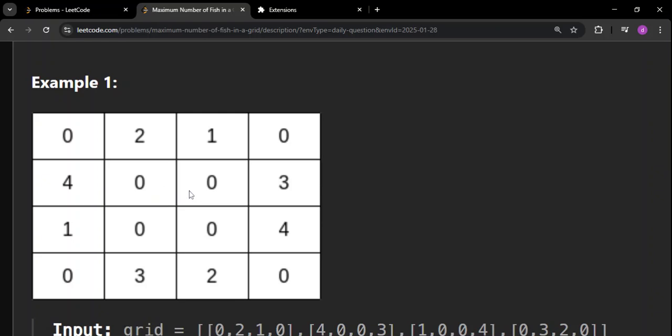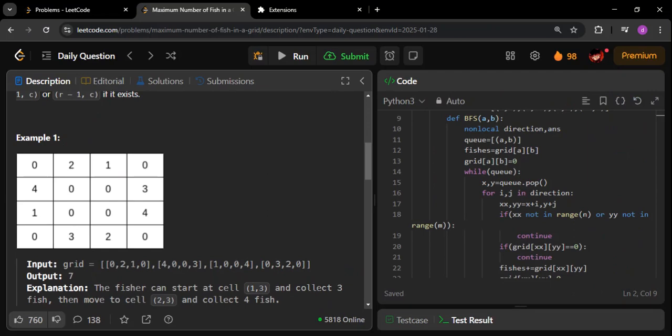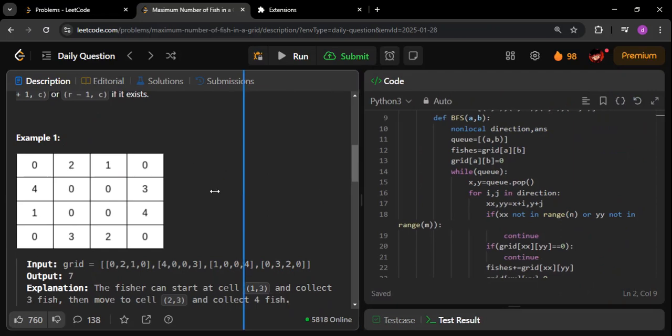So the idea is, whenever you see a cell whose value is greater than 0, enter it, collect the fishes there, and then mark this value to 0. Okay, these are the things that you are going to do. Now let me show my solution quickly.